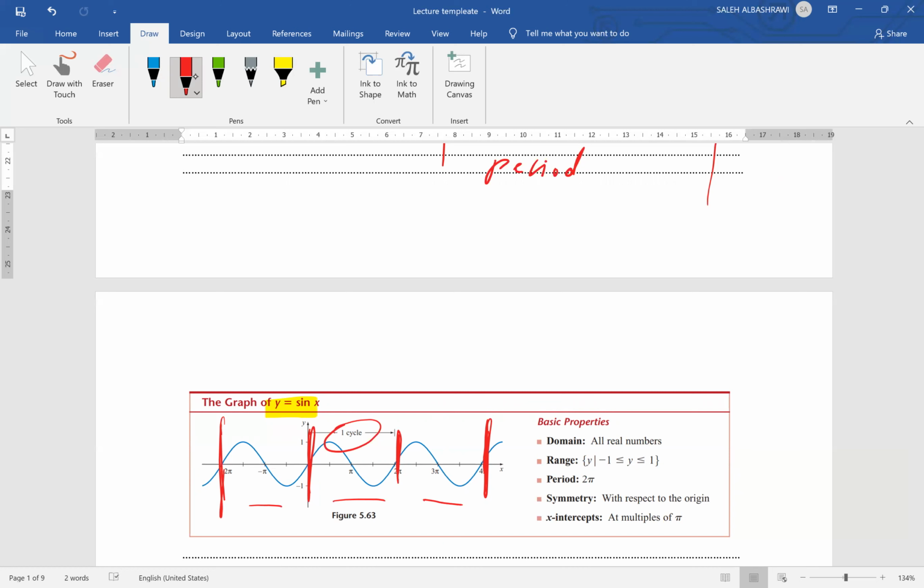So for the sine function, the domain is all the real numbers. Range, which is the value of y, is between -1 and 1. So for this function, y equal to sine x, the range is between -1 and 1. It means the minimum value will be -1 and the maximum value is equal to 1. Again, I'm speaking about this function, because later on I'm going to multiply by some coefficient.